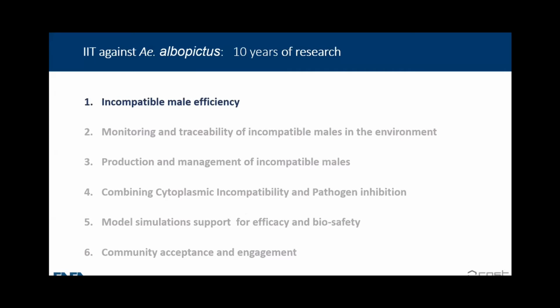In this slide, I briefly report the research topics on which we have focused to enhance the approach. First of all, we studied the incompatible male efficiency, monitoring and traceability of incompatible males in the environment, production and management of incompatible males, the possibility of combining cytoplasmic incompatibility and pathogen inhibition, the very important role of model simulation, and community engagement in this kind of project.